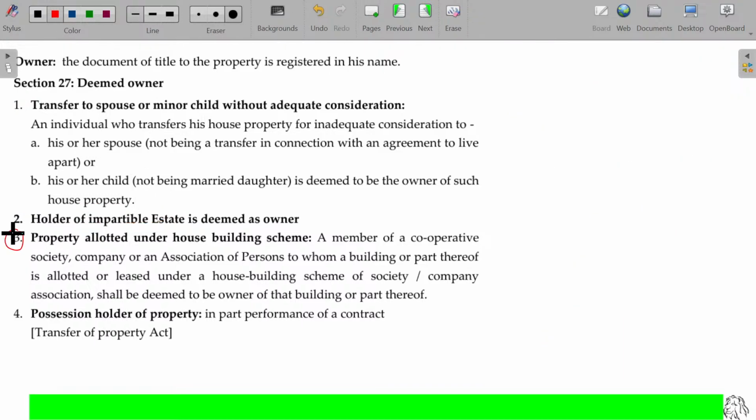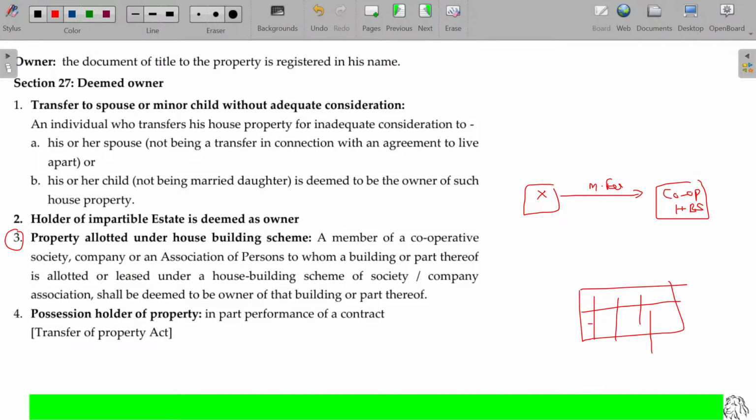Let's go for the third scenario. Housing building schemes are there. Cooperative societies. X being the member of a cooperative society. This cooperative society is running a housing building scheme. They collect the membership fees and periodical installments. And the cooperative society, out of their own fund or loan, could have constructed a colony or flats. This colony and the flats will be in the name of the cooperative society only.